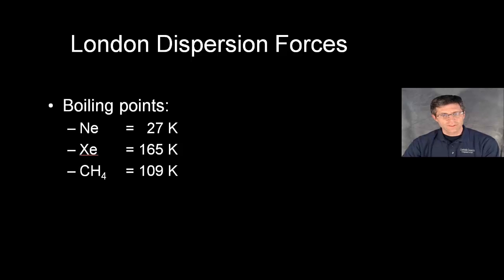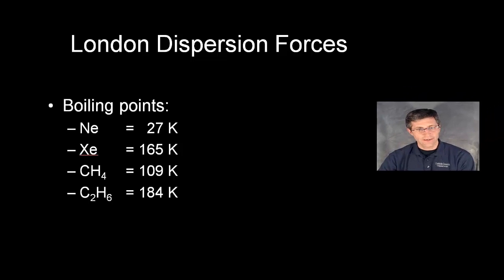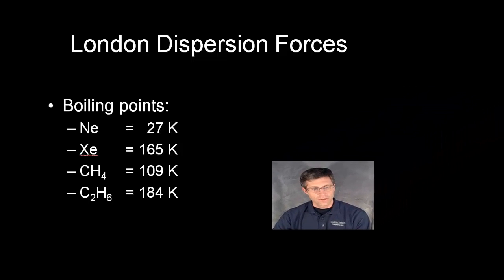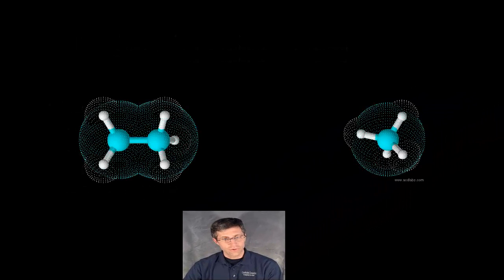If we look at a molecule, say methane, we'll see that it has a boiling point of about 109 Kelvin. If we compare that to ethane, that'll be 184 Kelvin. So the boiling point for ethane is higher. These two molecules don't differ in radius, they just differ in length. So ethane is a longer molecule, it's just like two methanes stuck together.